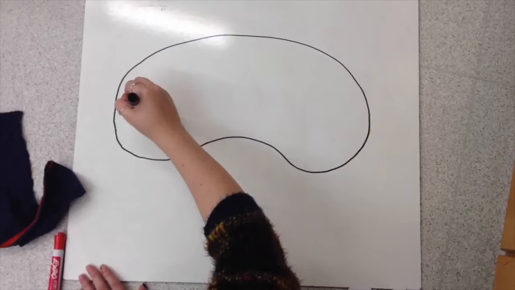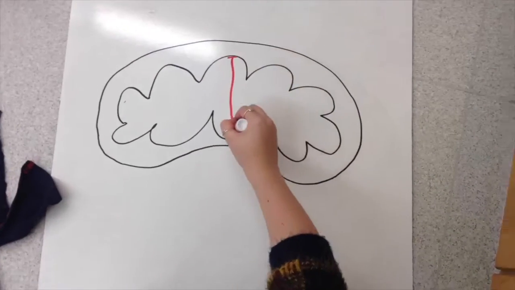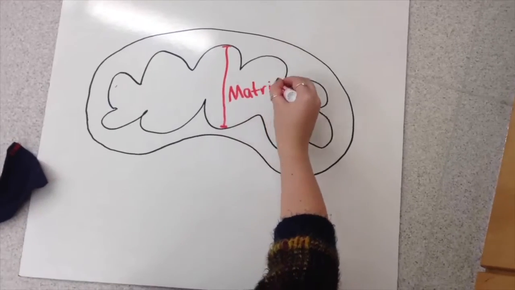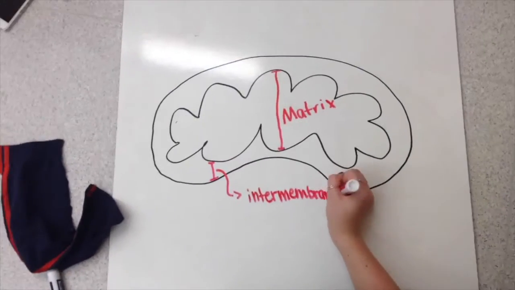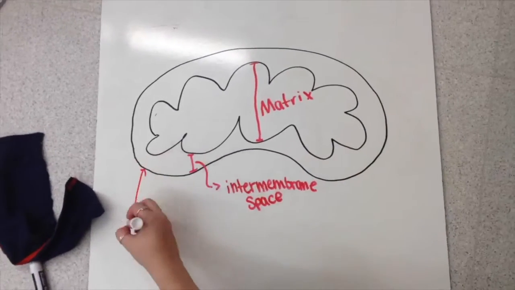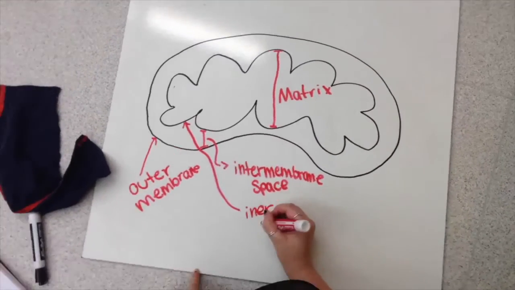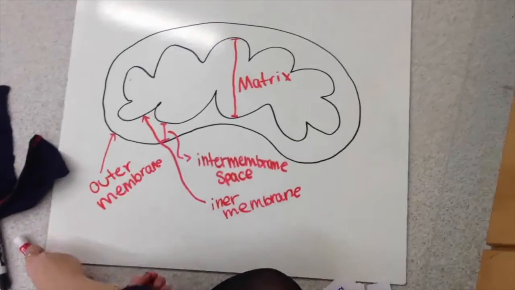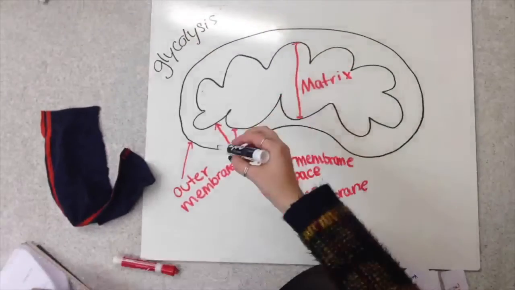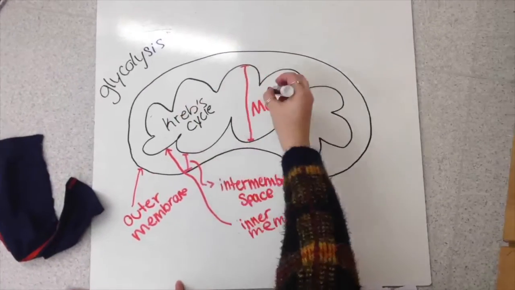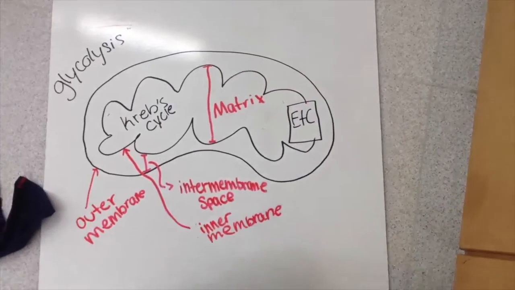Here is the mitochondria. It converts food into usable energy in the form of ATP. Within the mitochondria is the matrix, the inner membrane space, the outer membrane, and the inner membrane. There are 3 steps in cellular respiration: glycolysis, which is outside, the Krebs cycle, and the ETC, electron transport chain.